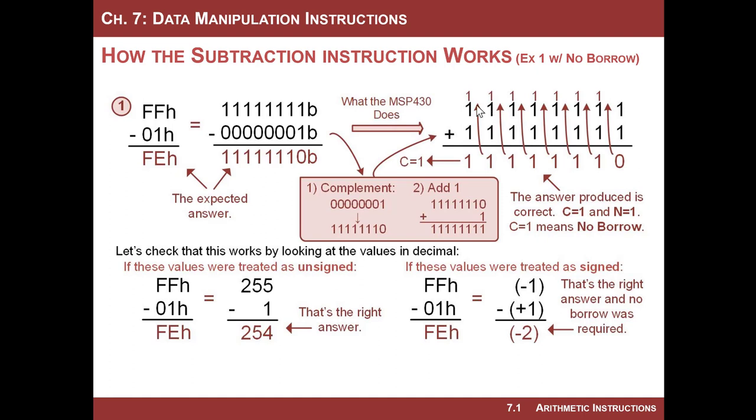So let's see what happens if I take the original FF, which is represented here in binary as all ones, and I take my new negative 1 2's complement code as the second number that I'm going to subtract, and I add them instead of subtract. Let's see what happens in this operation. 1 plus 1 is 0 with a carry. 1 plus 1 plus 1 is 1 with a carry. 1 plus 1 plus 1 is 1 with a carry. Then we get 1 with a carry, again and again, all the way across, and you have a carry out. So look at the value. It is 11111110.